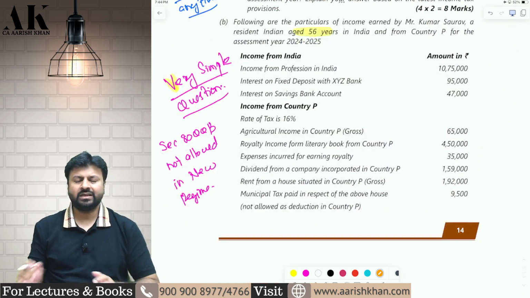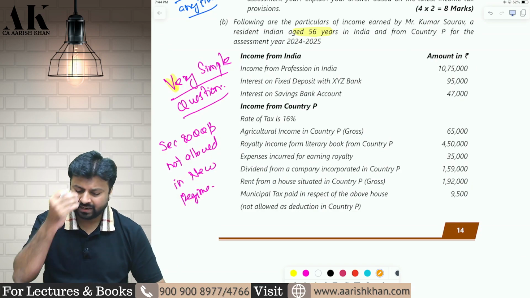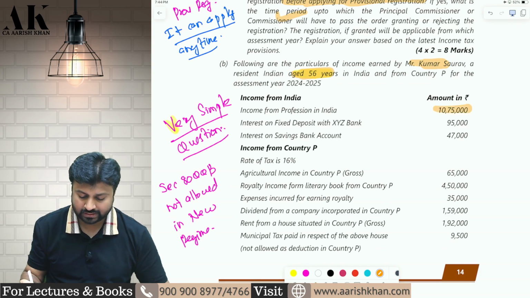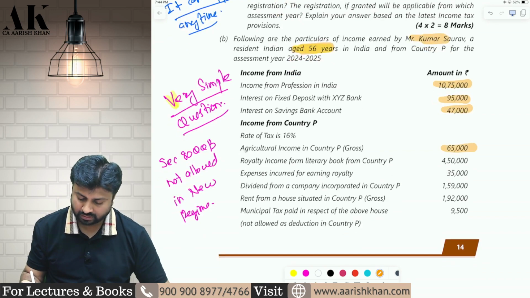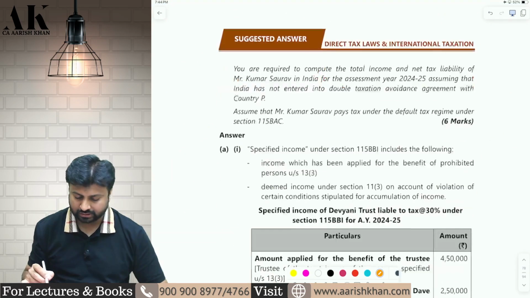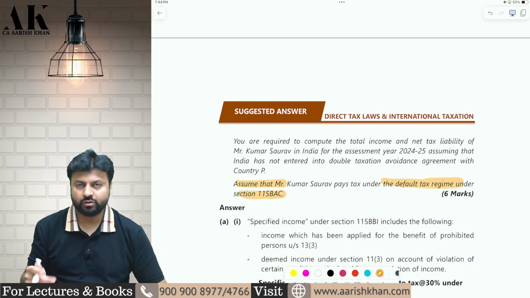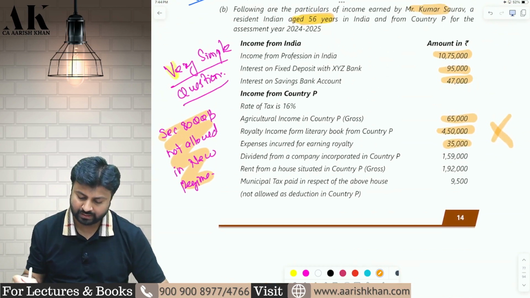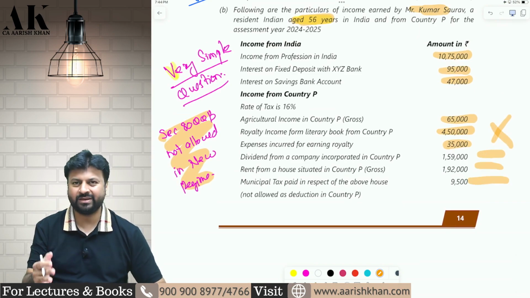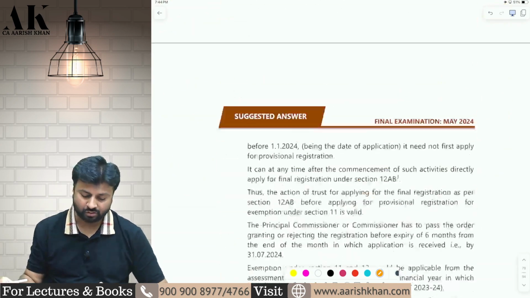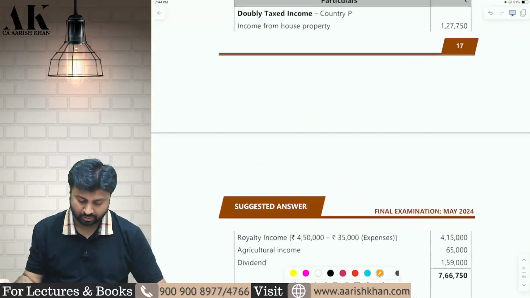Now the next question is a very simple question on DTAA. 100 times we have done. Mr. Kumar, aged 56 years: include this income from profession in India, include this also, and reduce this expense. Don't take 80QQB because in the question it is written that you have to follow the new regime. So if you have to follow the new regime, then you don't have to take the deduction of 80QQB. The rest of the adjustments are the same as what we have done in the 23 papers 100 times. So don't waste time on this particular question. Let's go ahead with the next question.